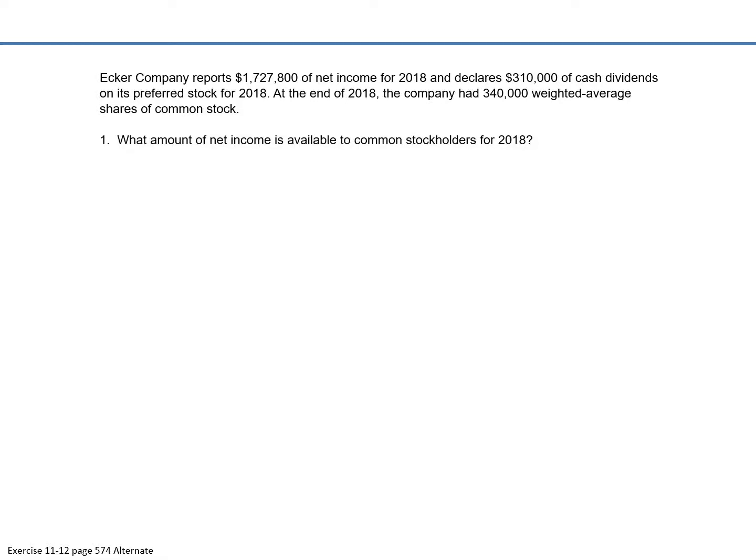All right, same problem, different numbers. Why don't you take a minute to compute the income available to common stockholders and then also the earnings per share. And when you are done, resume the recording and we'll go through the answers.